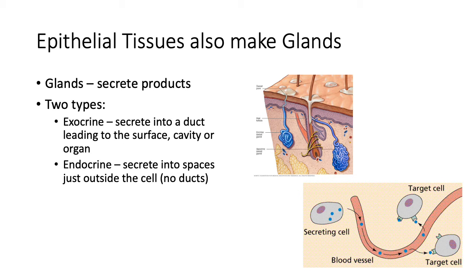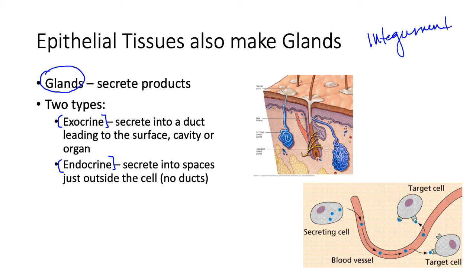Before we move on to our next tissue type, I do want to highlight that epithelial tissues are also capable of making specialized structures. Specifically, those structures are called glands. And remember that one of the functions of epithelial tissue is to secrete products, and that typically is performed by the glands. There are two types of glands that we will see throughout our integument, specifically in your integument virtual lab about the skin. And those are exocrine and endocrine. And they're named based on how they secrete their products.